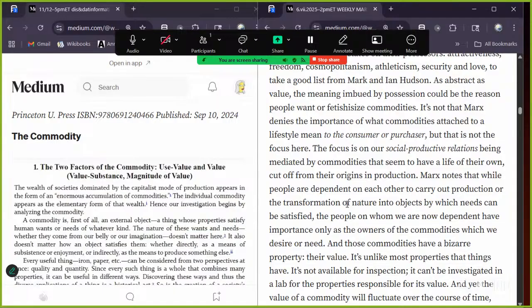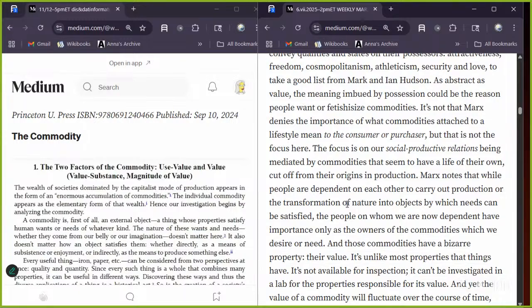The focus is on our social productive relations being mediated by commodities that seem to have a life of their own, cut off from their origins and production. This is about abstraction. Marx notes that while people are dependent on each other to carry out production, or the transformation of nature into objects by which needs can be satisfied, the people on whom we are now dependent have importance only as the owners of the commodities which we desire or need.